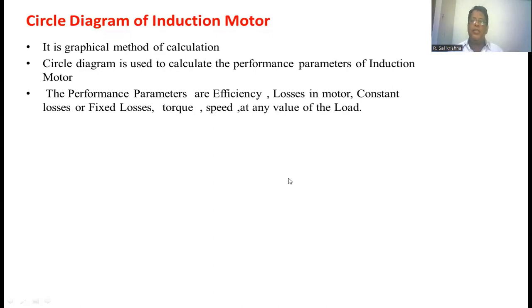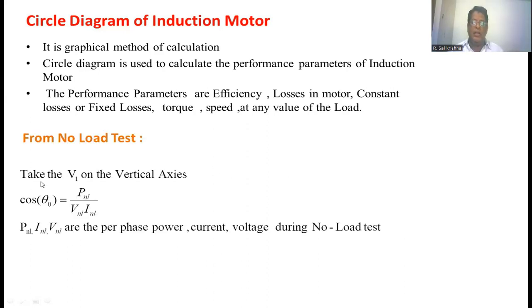But to develop the circle diagram for the induction motor, we have to conduct some tests on the induction motor, that is, a no load test and a blocked rotor test. We already studied how to conduct the no load test and blocked rotor test in an induction motor. From that data, we are going to develop the circle diagram for the induction motor.